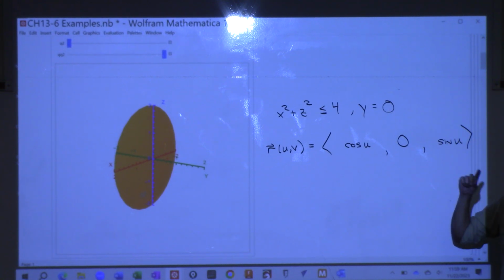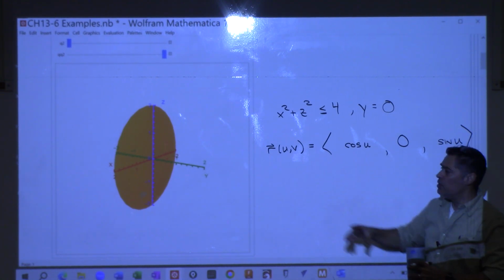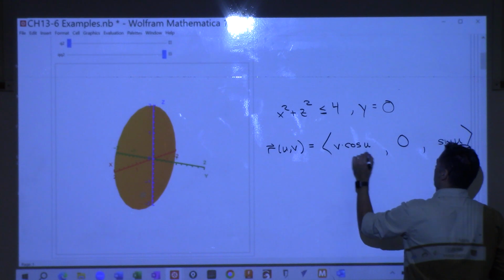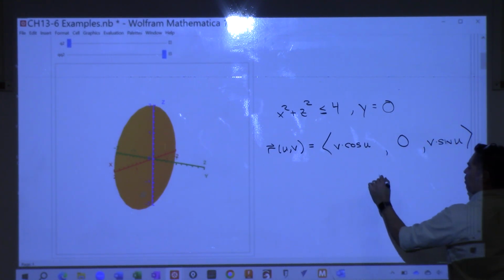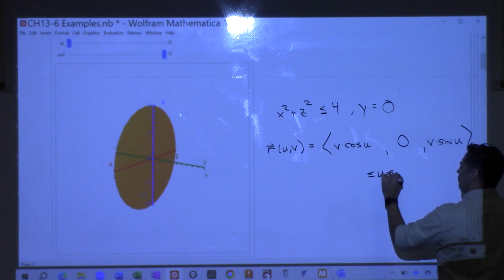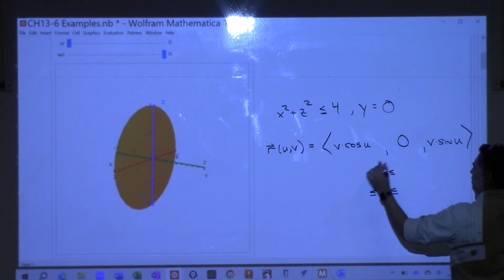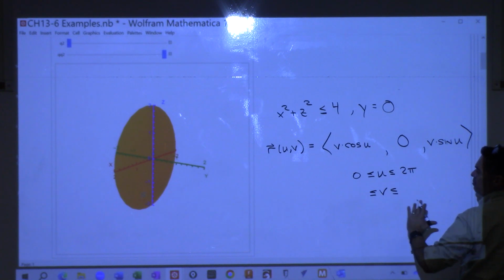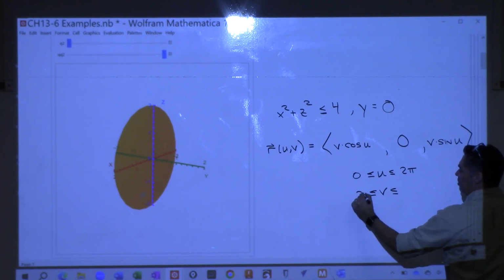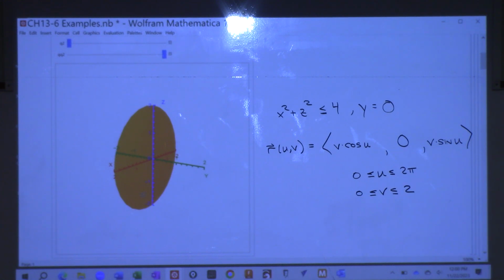I don't want the circle, I want the disk. So I want to control the radius. I have control over v, don't I? So I put the v in front. This is what I showed y'all last class, right? Now we need to put below here what our restrictions on u and v are. So u is like the theta was. That's going to go from 0 to 2 pi. And my v is the adjustment of the radius, which should go from 0 to 2.